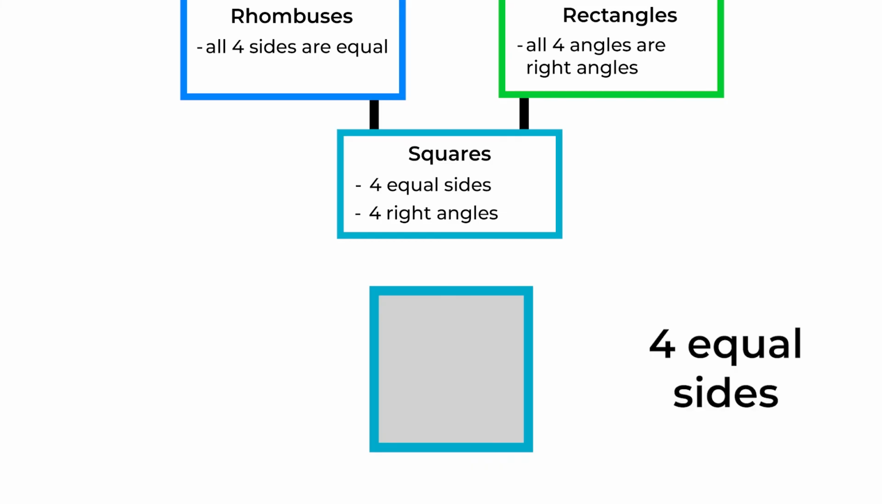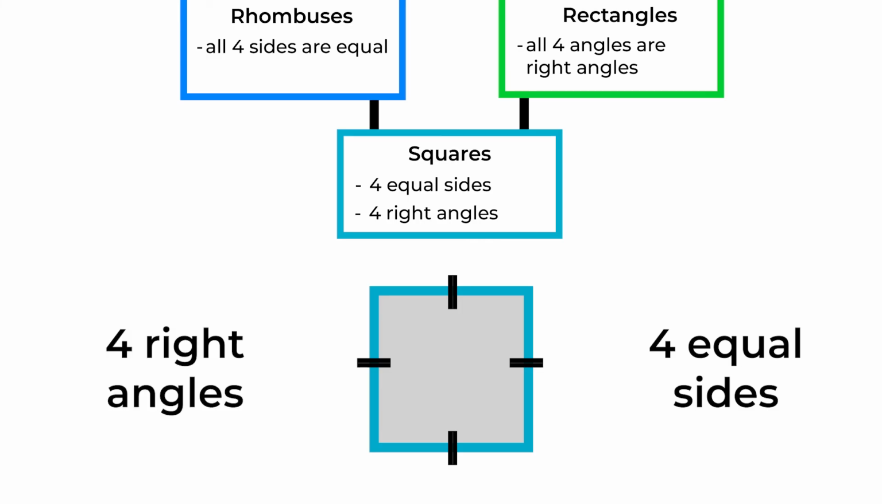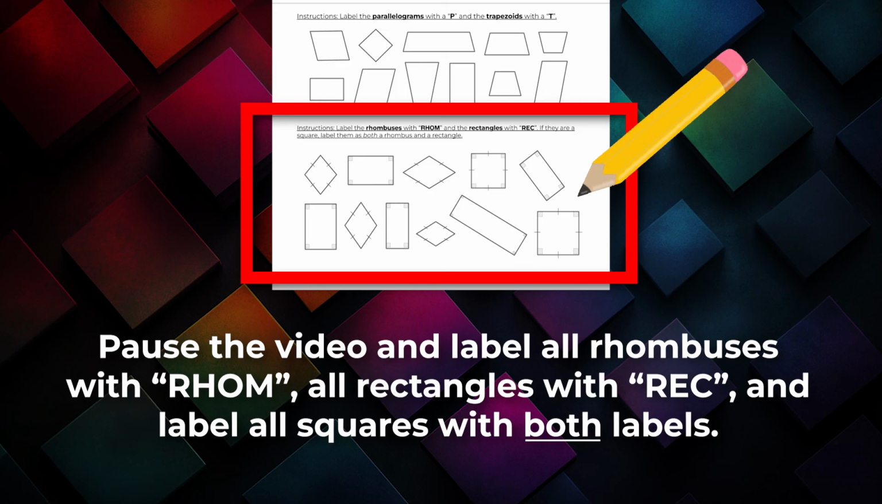It has 4 equal sides, which makes it a rhombus, and it has 4 right angles, which makes it a rectangle. Using this knowledge, do your best to correctly label the rhombuses and the rectangles in the final section of your guided video notes. And if the shape is a square, label it as both a rhombus and a rectangle.